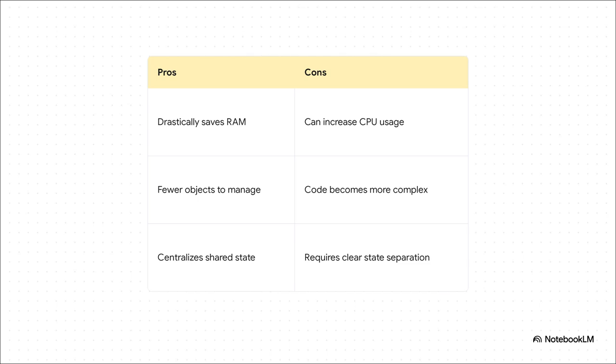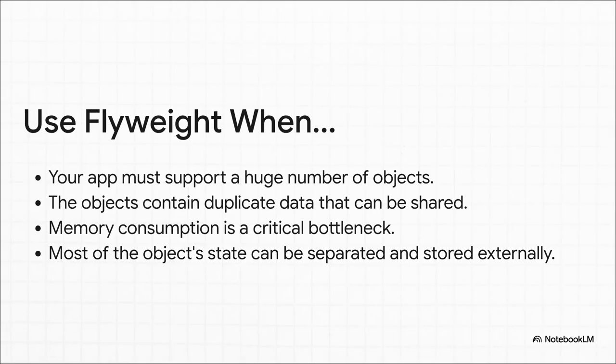Okay, the core trade-off here is pretty clear. You save a ton of RAM, which is the main goal, right? But the price you pay for that is usually an increase in code complexity and sometimes a little more work for your CPU. Your code now has to do this little dance of looking up the flyweight and then passing in the external data every single time, which can be more CPU cycles than just having everything in one big object. So here's your checklist. If your app needs a huge number of objects, if your memory usage is your number one bottleneck, and this is the big one, if you can cleanly separate that shared data from the unique data, then yeah, the Flyweight pattern is probably going to be a fantastic fit for you.